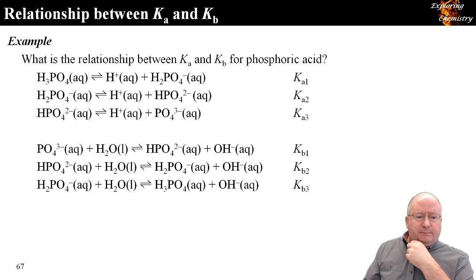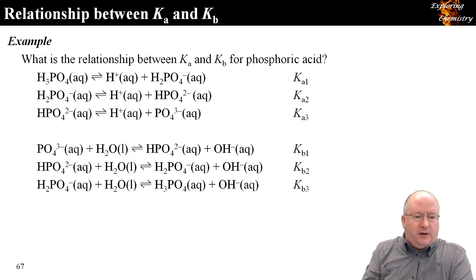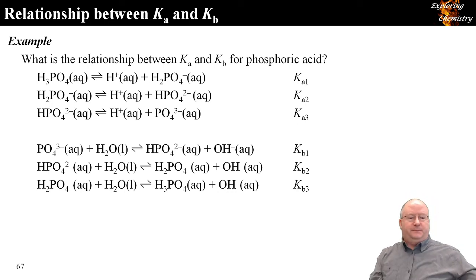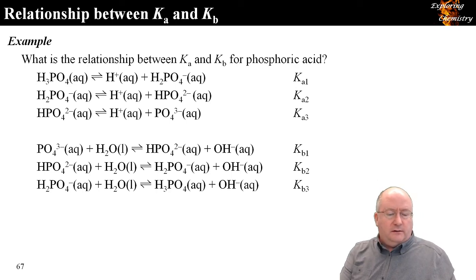If you look closely, Benjamin said that Kb3 and Ka1 have the same entities. Ka1 has H3PO4 and H2PO4 minus. Those are present in Kb3. So yes, you are correct, Benjamin. Jason says Ka2 and Kb2. And again, they both have H2PO4 minus and HPO4 2 minus. So there's a cancellation there. What's the last one? Ka3 times Kb1. Correct.